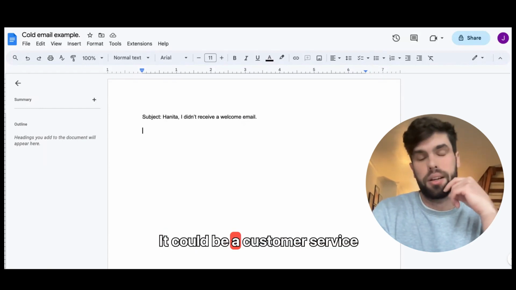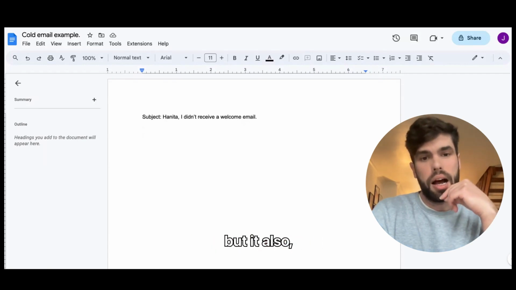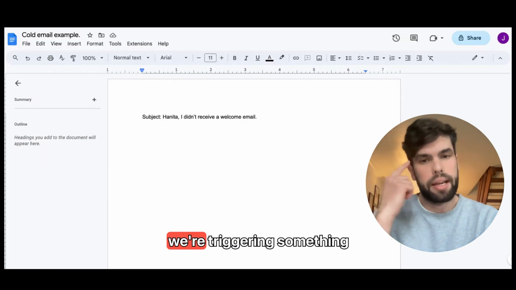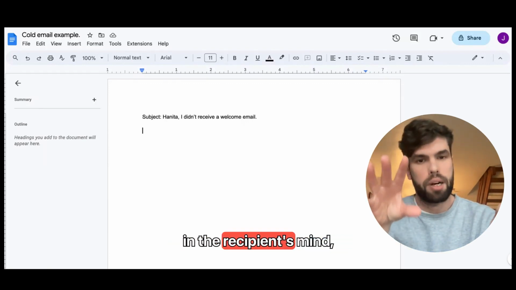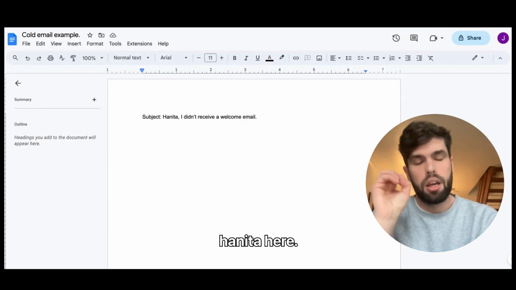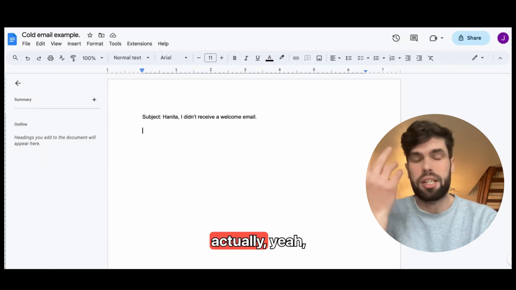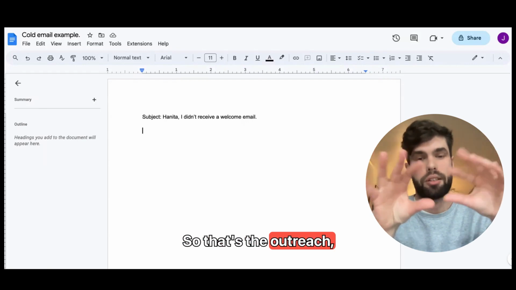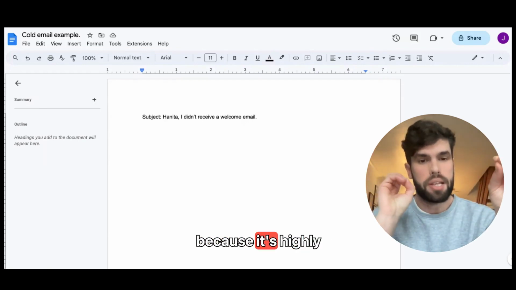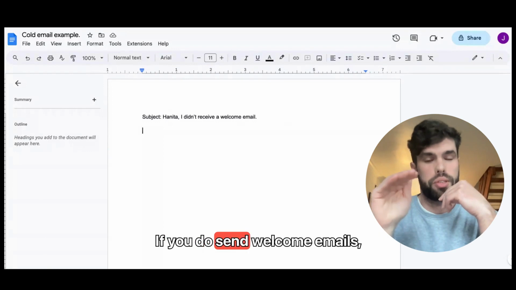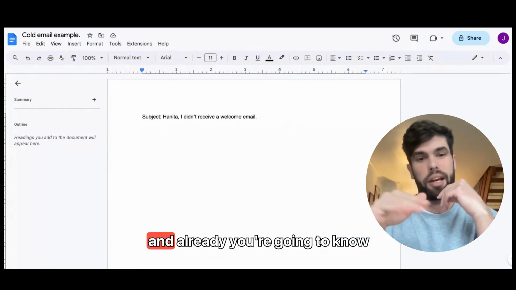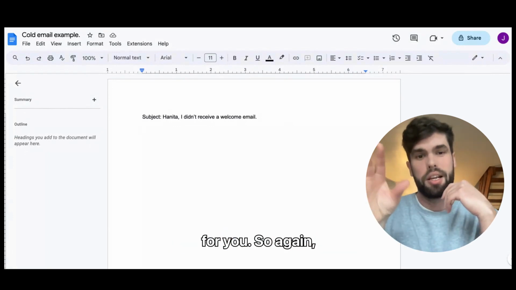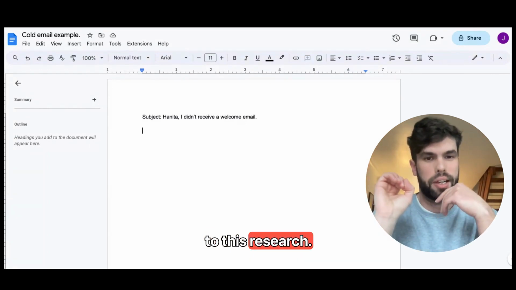It could be a customer service email, for example, but hopefully, by reading this, we're triggering something in the recipient's mind, which is our fictional Hanita here. We're triggering something in their mind, which is, oh, actually, yeah, I don't send welcome emails. So that's the subject line that I'm using here, because it's highly personalized. If you do send welcome emails, this doesn't apply to you, and already you're going to know that this is cold outreach, and it's nonsense, and it's not for you. So again, that's why it comes down to this research.